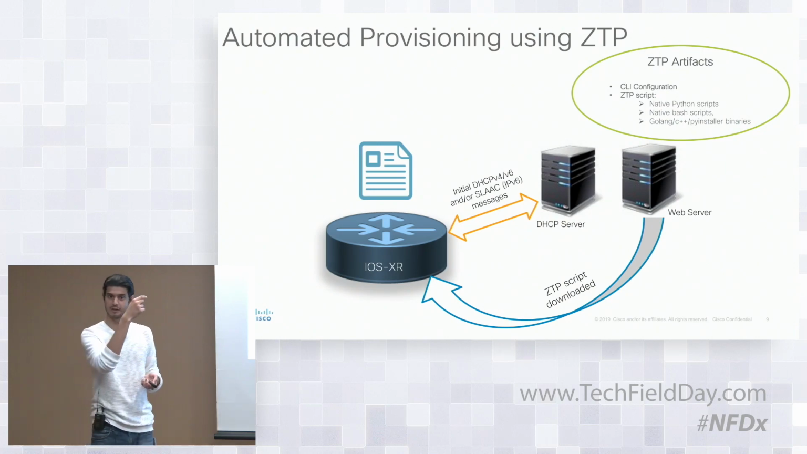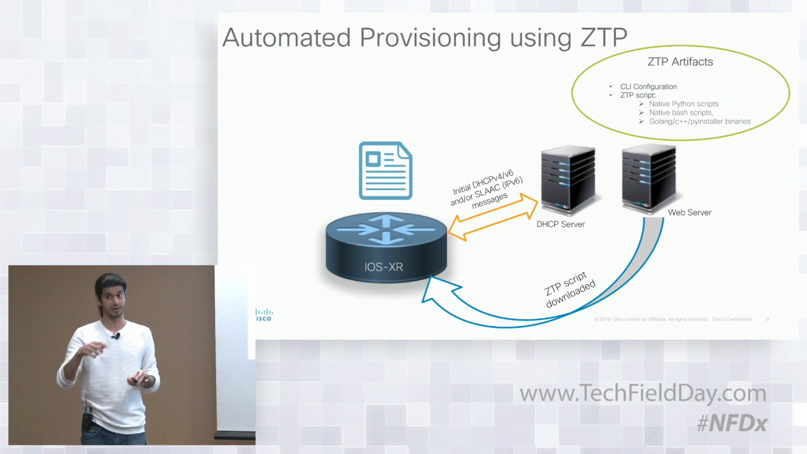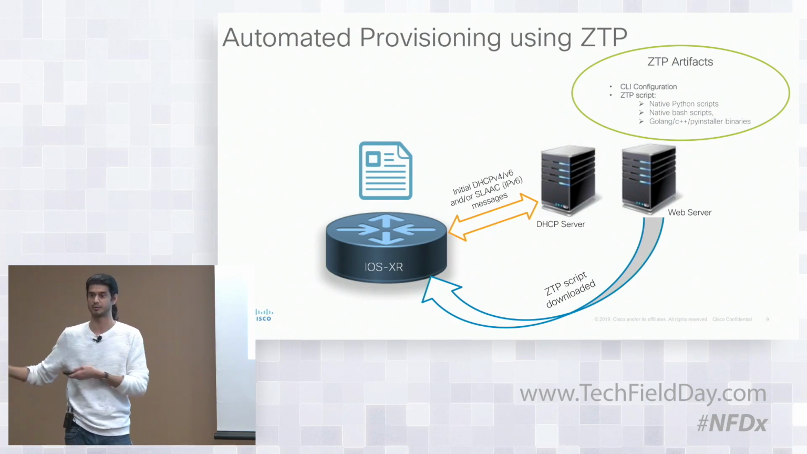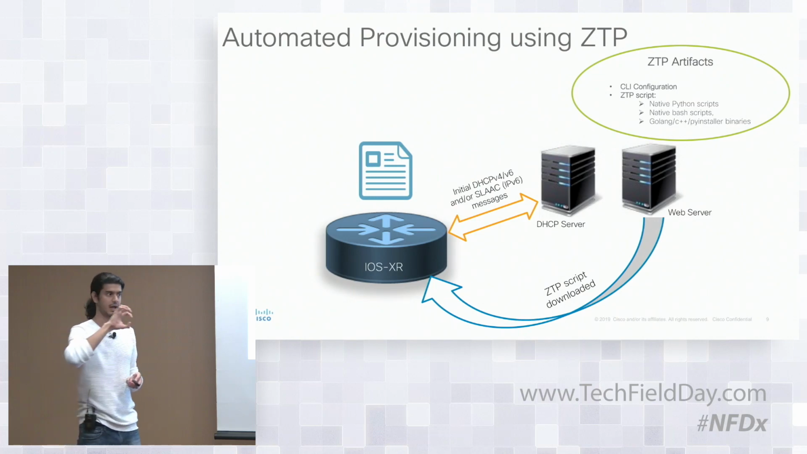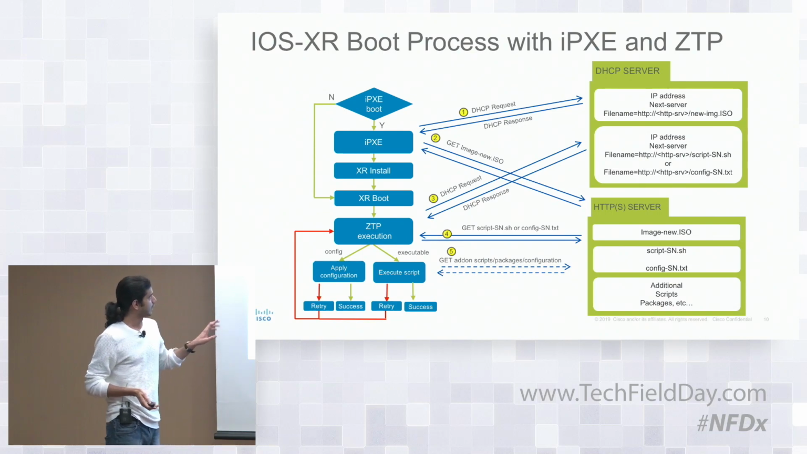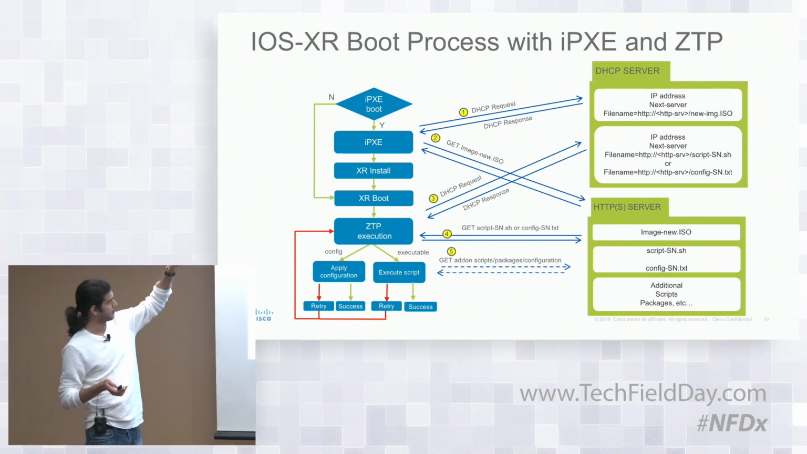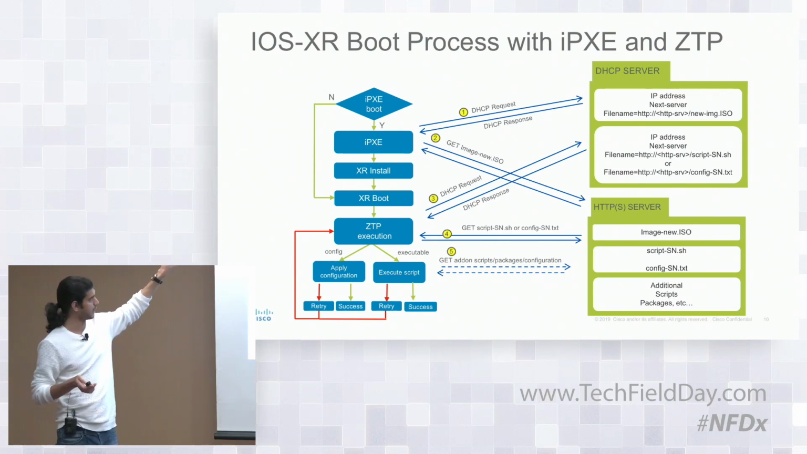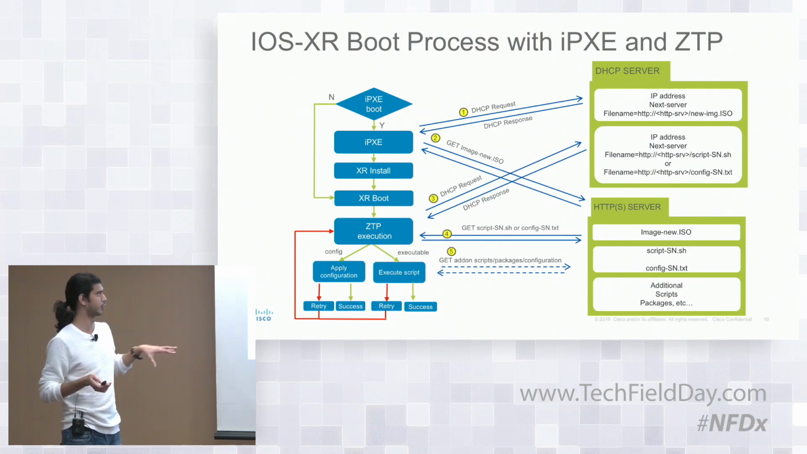So you're able to basically force the entire workflow. Even if the image is not right, you can force the entire workflow to go back to iPXE and then start from scratch. Right? So it is an entirely automatable process from the get-go. And this is the basic outlook on the workflow that ZTP and iPXE basically go through.